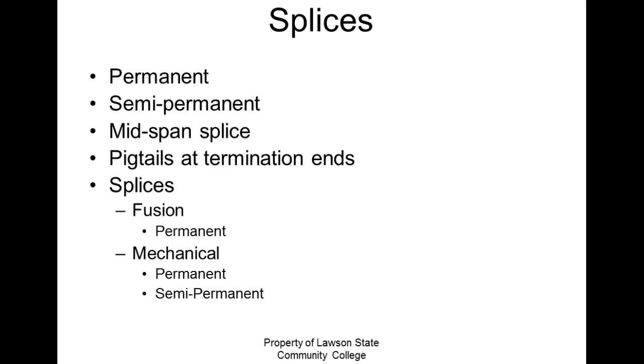We have mechanical splices. We have two types. We have one called a fiber lock, and we have one called an ultra splice. The ultra splice is a semi-permanent splice.